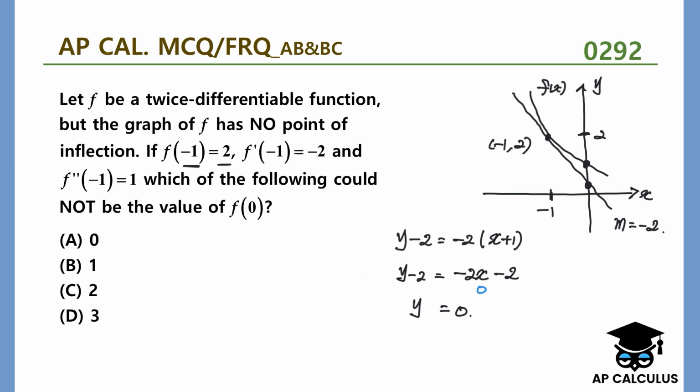Does that make sense? So f of 0, which is this value right here, must be greater than 0, right? It could be 1, it could be 2, it could be 3, but it cannot be 0 because this function value must be greater than 0, right? So the answer must be A. Does that make sense?